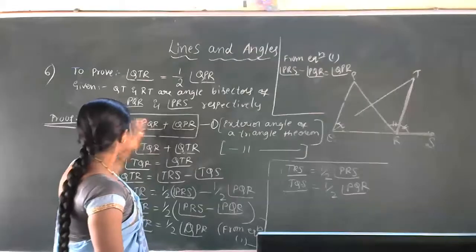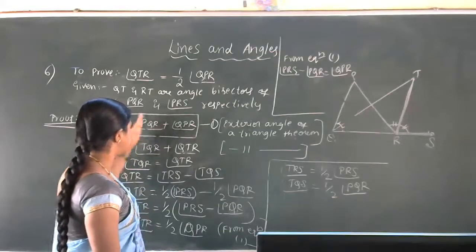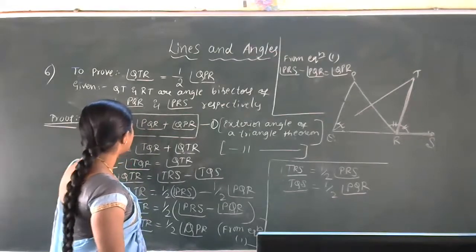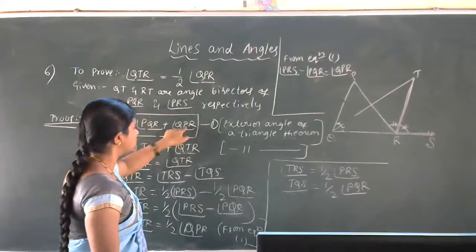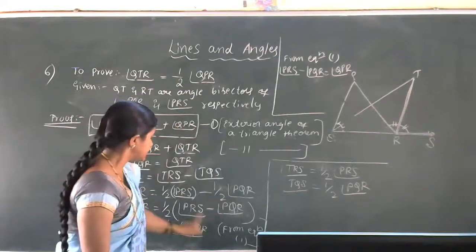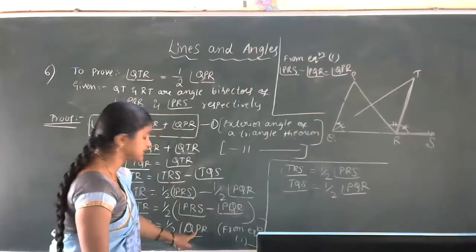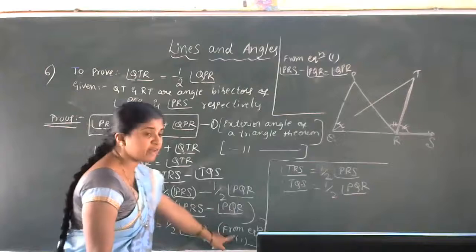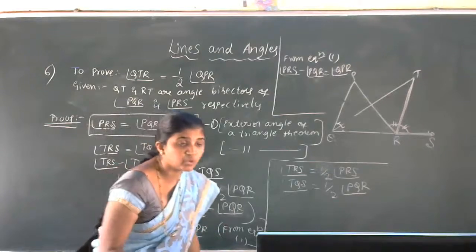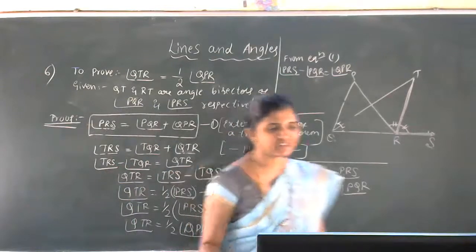Just observe this first equation. PRS, then transfer PQR to this side: PRS minus PQR is equal to the remaining QPR. Substitute PRS minus PQR is equal to QPR from equation number 1. Hence proved. This is the proof.